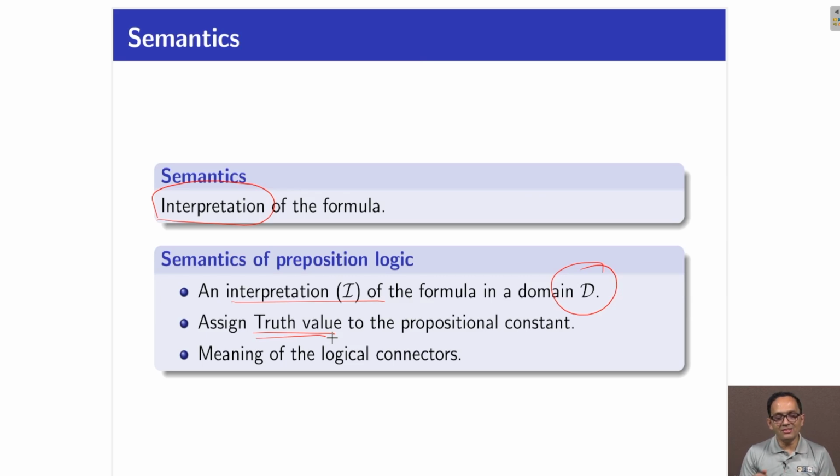So, I have to assign true or false to the propositional constants, and I also need to know the meaning of the logical connectors, which we are mostly aware of. Once you do this, you will get the value of the formula, the meaning of the formula. The formula can be evaluated to true or false.